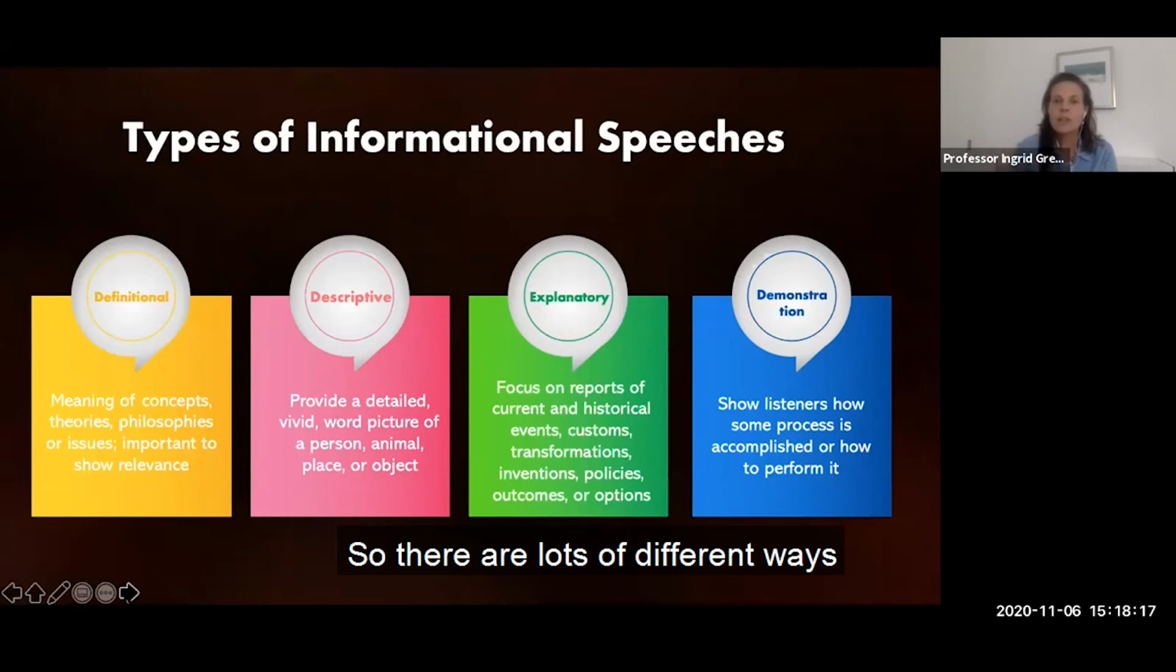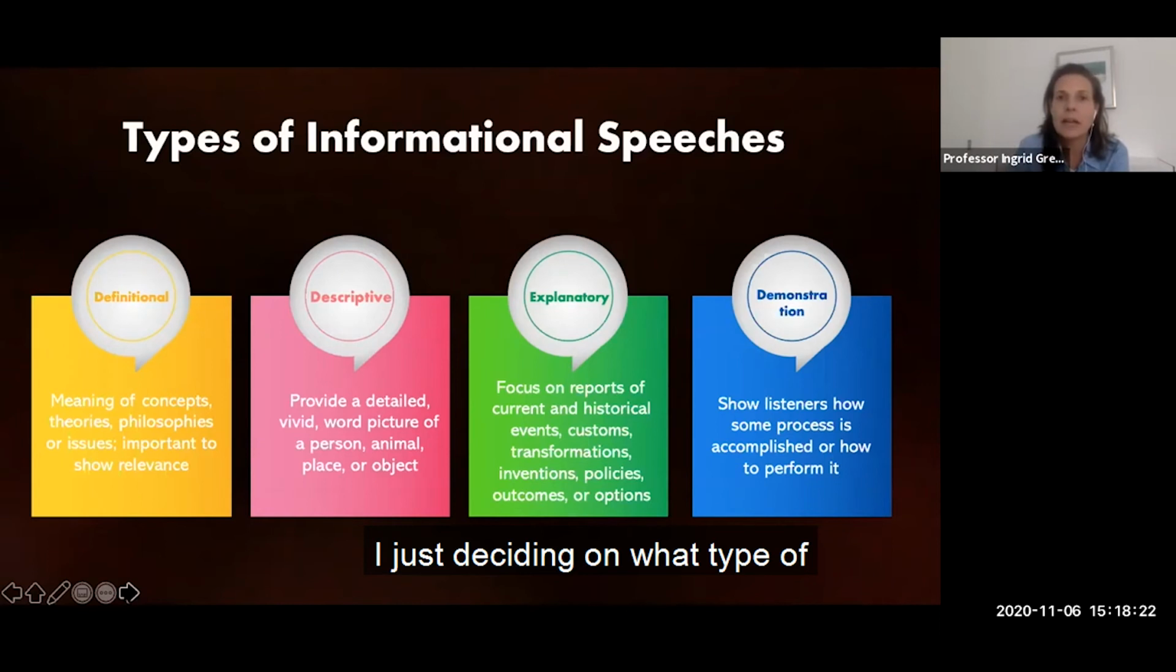So there are lots of different ways that you can talk about a particular topic, and just deciding on what type of informational speech you'd like to give.